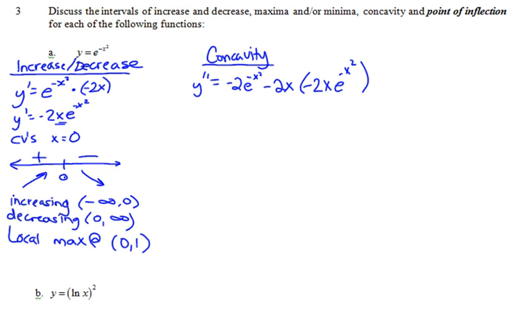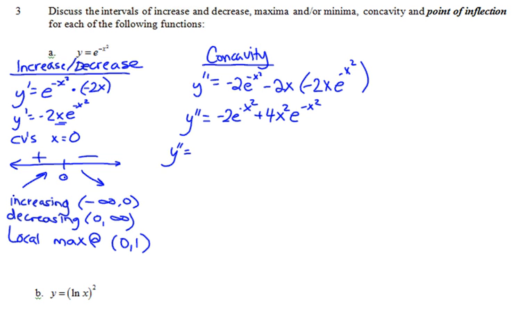Okay, what do we have to do with this guy? Simplified, I guess. So plus 4x squared e to the negative x squared. What would you have to do here? Factor. What can we factor out? A 2. What else?